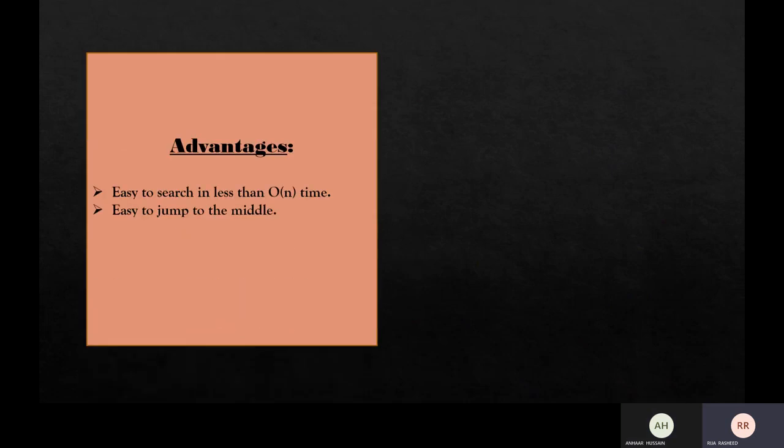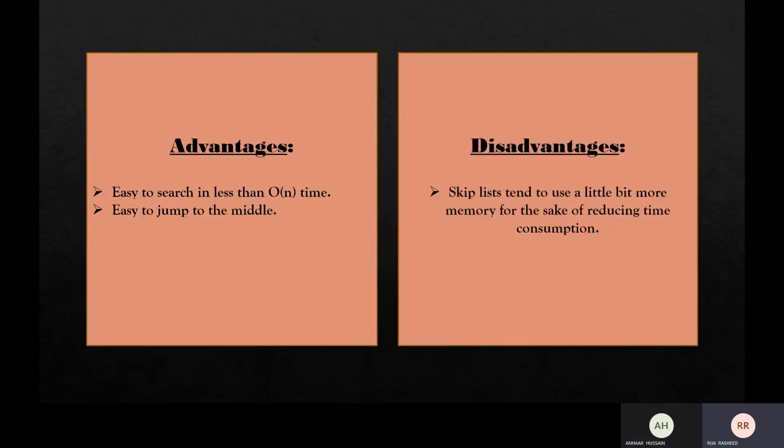Now, we will see the advantages and the disadvantages of skip list. Advantages. As we have already seen, searching is easily possible in less than O(n) time, that is in O(log n). Similarly, we can easily jump into the middle of the list by skipping most of the elements. On the other hand, skip lists have one and the most important disadvantage, that is it takes more memory for the sake of reducing time consumption.